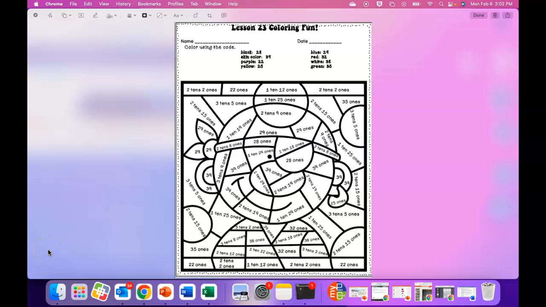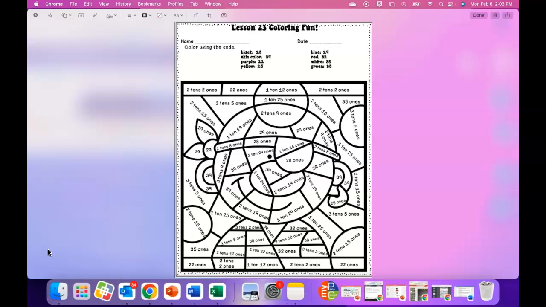Hi friends, this is going to be your practice for today. So this is going to tie into yesterday's lesson that we did where we had a number and then we were able to tell two different ways that we can write it as tens and ones. So that's what you're going to be doing on this paper.